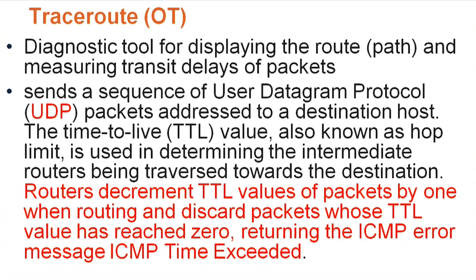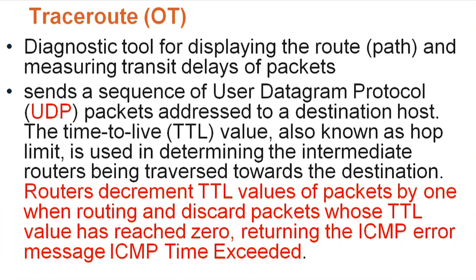So the way this works is it sends a sequence of UDP packets addressed to a destination host, and it's going to traverse a bunch of machines along the way. The time to live, or TTL value, also known as a hop limit, is used to determine the intermediate routers being traversed towards the destination. So what does that mean? If I set the TTL to 5, that means at most hop across 5 servers and then stop. So it's going to get bounced around. So say the route is to China and it's going to take 10 hops to get there. A hop is from box to box to box that it's just going to happen to hit. So from router to router to router, right?